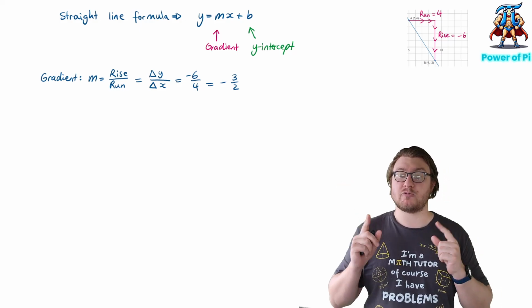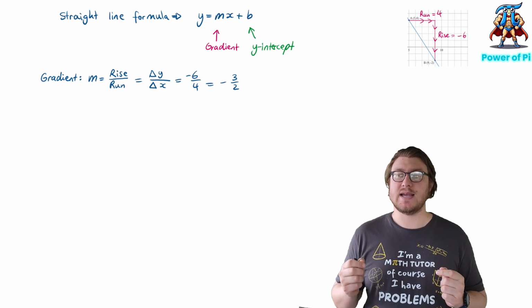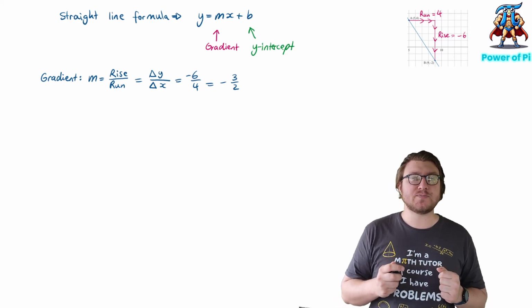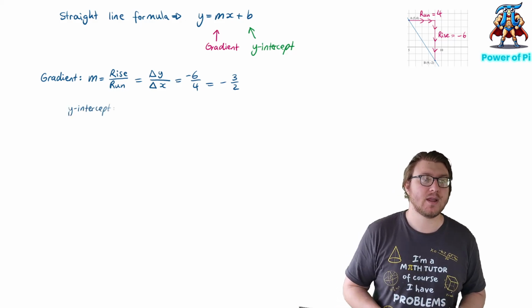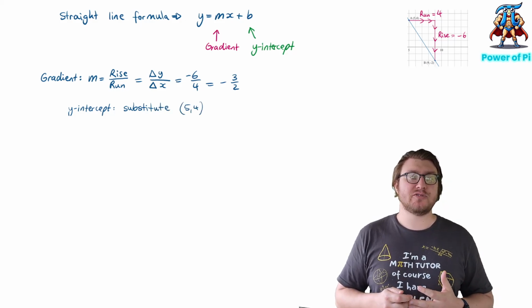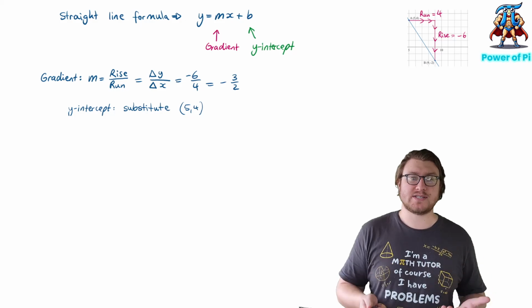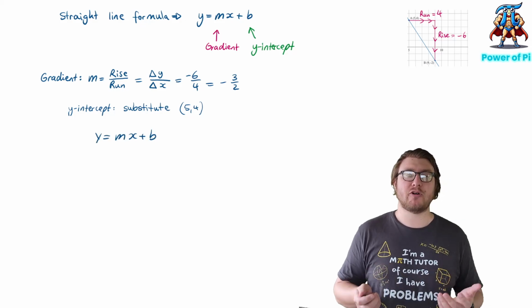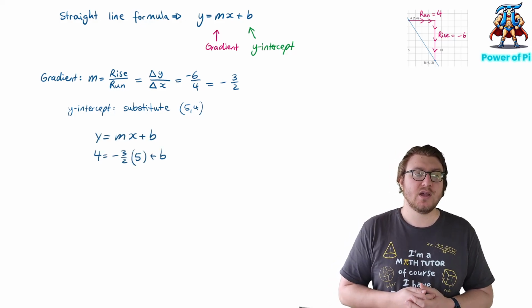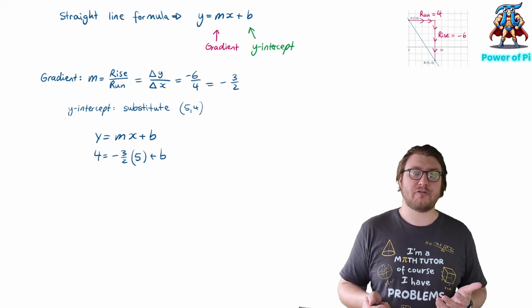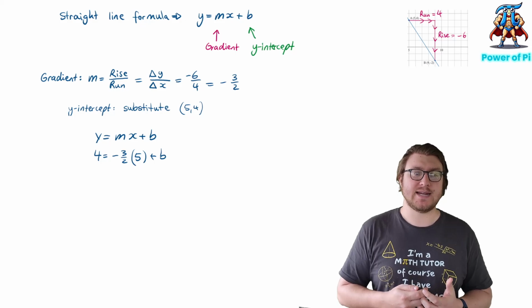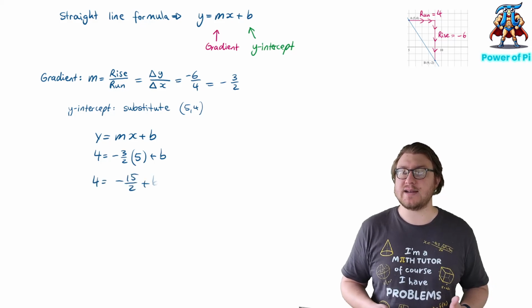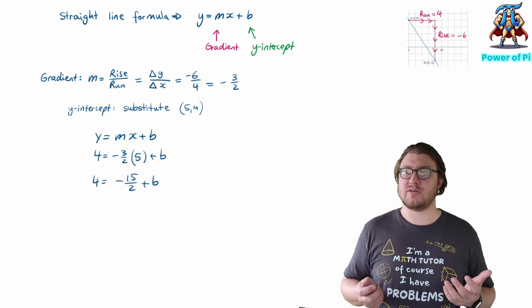Just remember that our rise here, the change in y, is -6 because we're going down. You should always be going to the right. So if we substitute this into our equation, we still are missing b. So we need to substitute in any of the points to solve for b using algebra. If we substitute in y as 4 and x as 5, then we can simply put these in the calculator and we get a value for b.